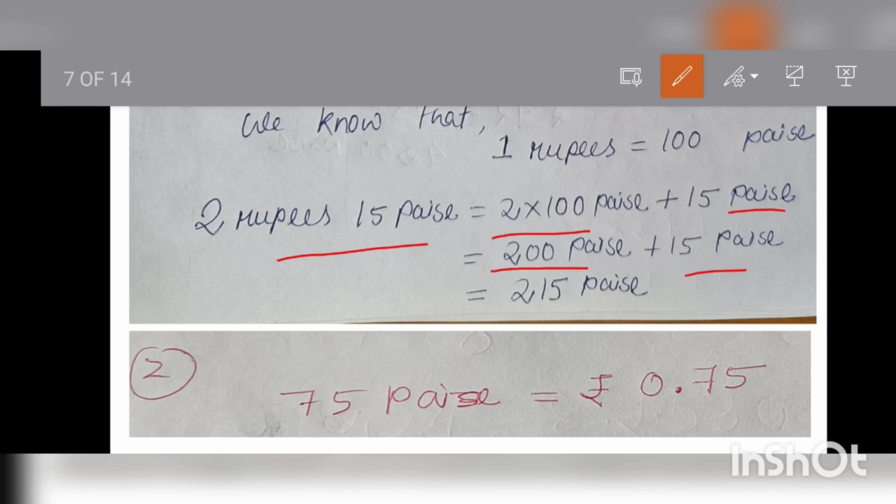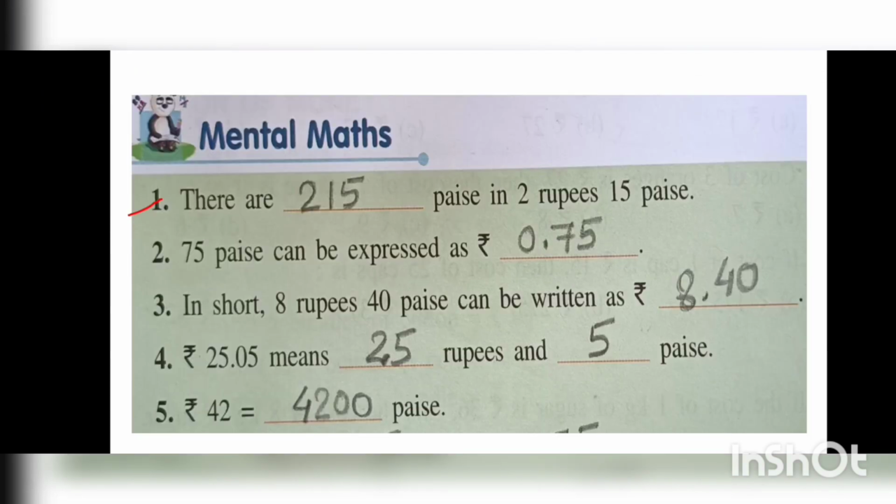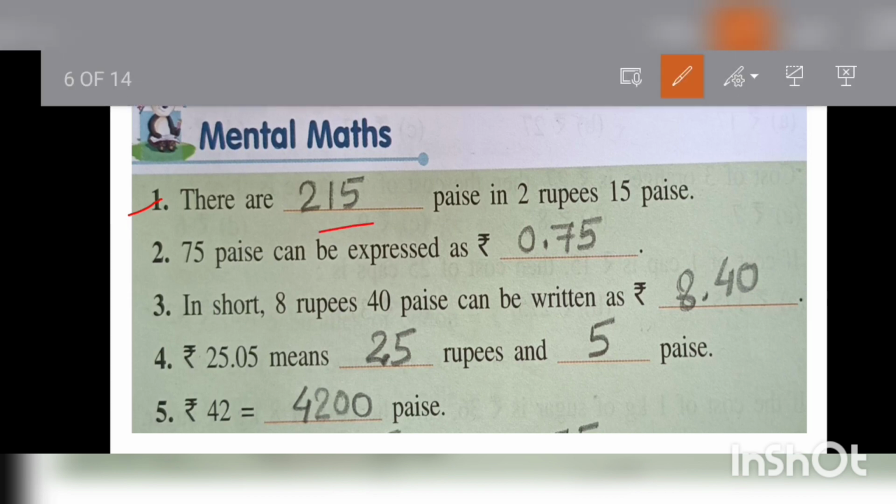That's why here we multiply 2 by 100 paise. Okay, plus 15 paise. Now it is 2 into 100 paise, that means 200 paise plus 15 paise. Okay, now you have to add both of these. So 200 plus 15, then you get 5 plus 0 is 5, 1 plus 0 is 1, and this 2 comes below. Okay, so 215, that means 215 paise. Understood? So there are 215 paise in 2 rupees 15 paise. Now see the question number 2. 75 paise can be expressed as rupees.